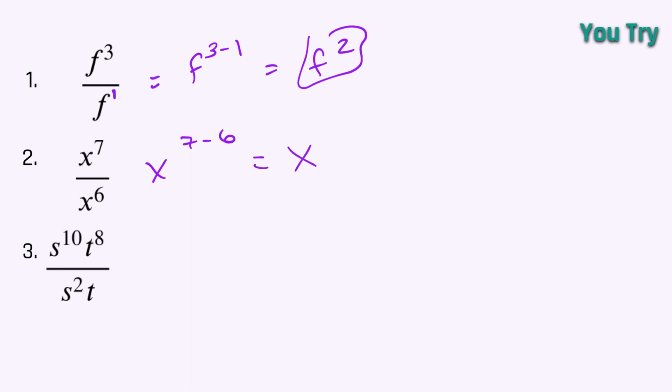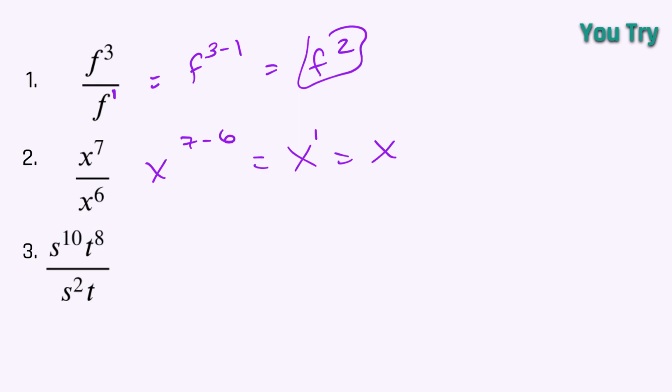Okay, for the first one, we have f to the 3rd divided by f. Oops, let's change the size. So remember, if it's just the variable, it's to the 1st power. So we're left with f to the 3 minus 1 equals f squared. This next one is we have x to the 7th divided by x to the 6th, and we have x to the 7th minus 6, which is just x to the 1st, or x.